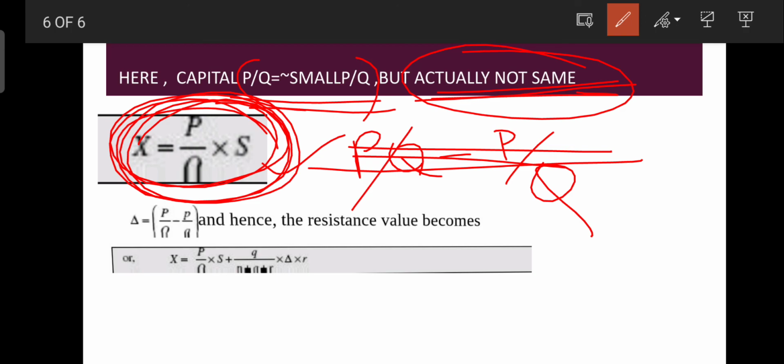If we take delta equal to P by Q minus small p by Q, then the resistance value becomes X is equal to P by Q into S plus Q divided by (P plus Q plus R) into delta into R.